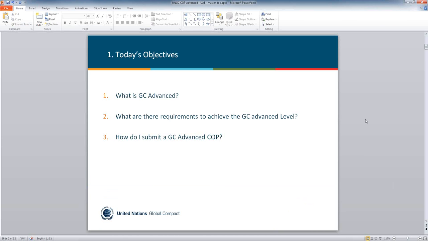For today, we have three main objectives. The main one is to understand what a Global Compact Advanced COP is. Second, what are the requirements to achieve that level through your COP? And thirdly, how to submit a COP at that level.